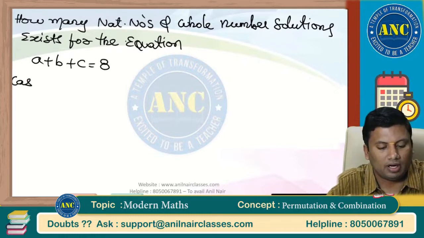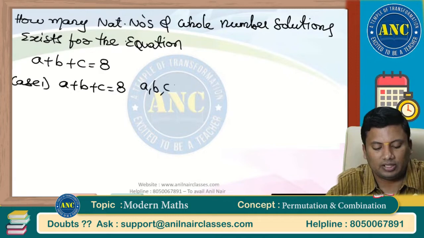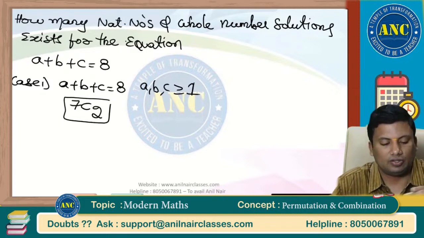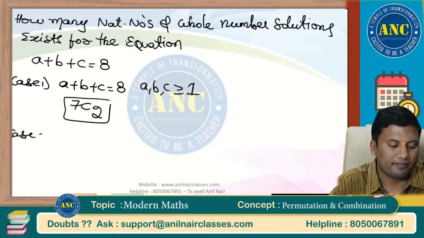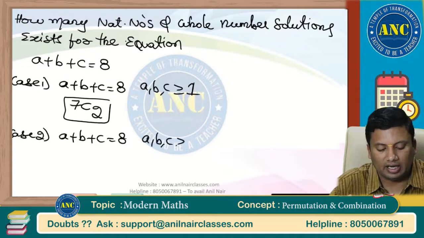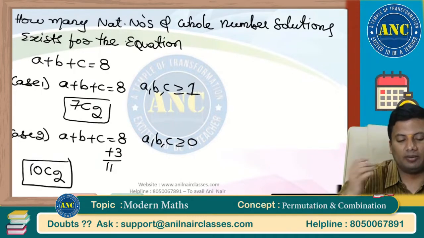Case number 1. Natural numbers means they all start from 1. a plus b plus c equivalent to 8, a, b, c greater than or equivalent to 1. Answer is 7C2. Case number 2. a plus b plus c is nothing but 8, a, b, c greater than or equivalent to 0. So we have to add 3. 8 plus 3 is 11. Answer is nothing but 10C2.